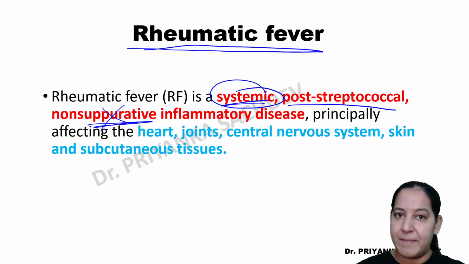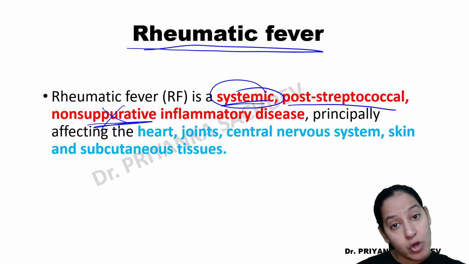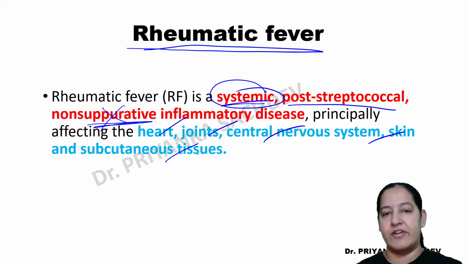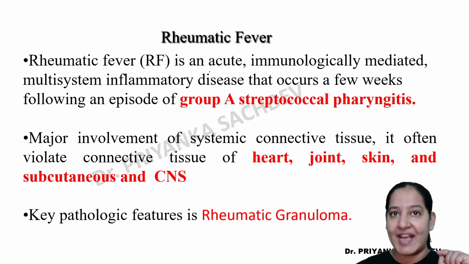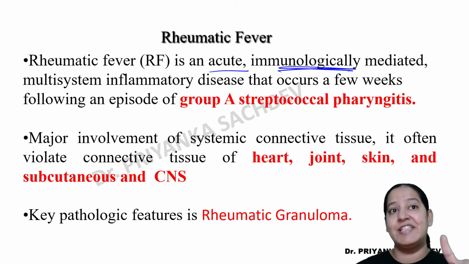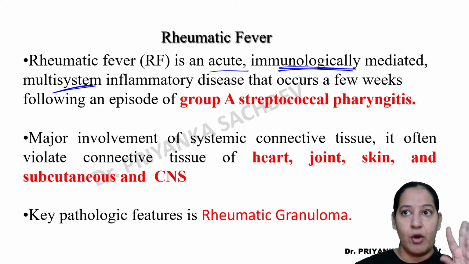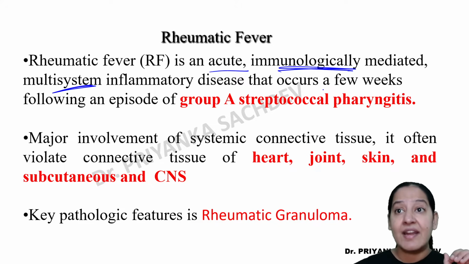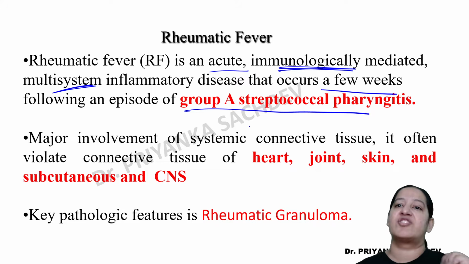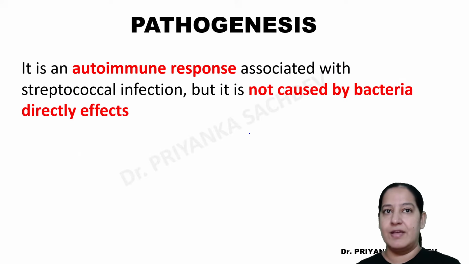It is not caused by pus. It is not caused by bacteria. It is an autoimmune disease involving 5 organs. You know the name of the 5 organs; they are written in front of you. So it is an acute immunogenically mediated disease. It is due to the body's own antibodies, and it is multi-system involving 5 systems that occurs a few weeks following the episode of group A beta streptococcal pharyngitis. So that was the introduction.